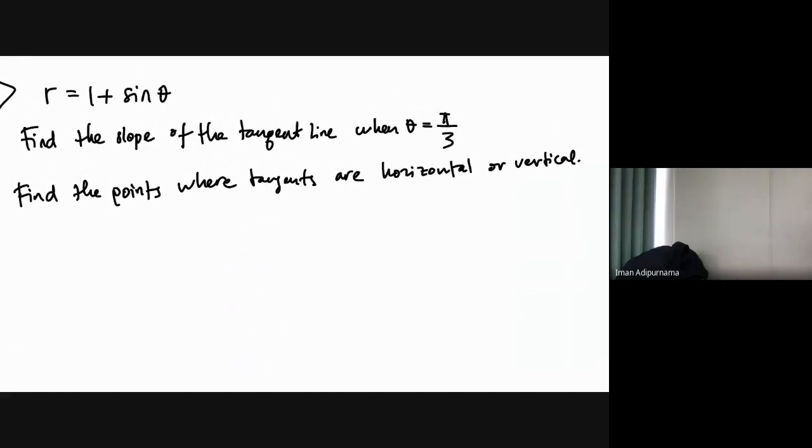Okay, the question is, you have the polar curve, cardioid 1 plus sine theta. Find the tangent line when theta equals pi/3. Find the points where the tangents are horizontal or vertical.